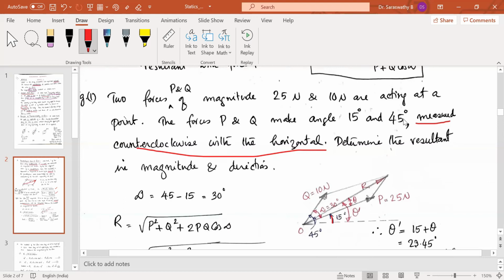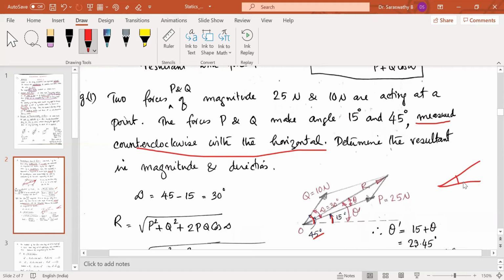The second force is making 45 degrees. So from the horizontal in the anti-clockwise direction, you measure 45. So this angle is 45 degrees and this is the force Q. So I'll draw it once again with respect to the horizontal. First, force P is making an angle of 15 degrees.